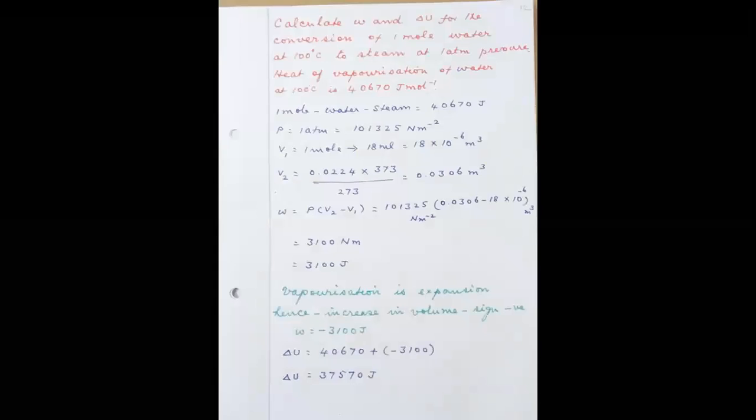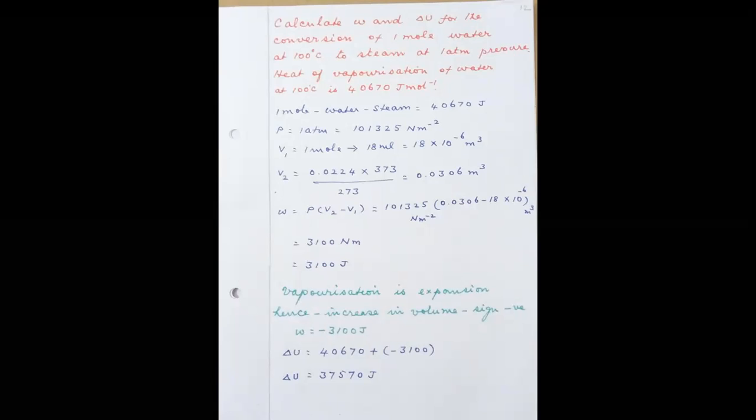So now look at this problem. You can understand any physical chemistry concepts when the numerical problems are worked out. Now carefully read this problem. Calculate the work done and the internal energy change for the conversion of 1 mole of water at 100 degrees centigrade to steam at 1 atmospheric pressure, and the heat of vaporization of water at 100 degrees centigrade is 40,670 joule per mole.